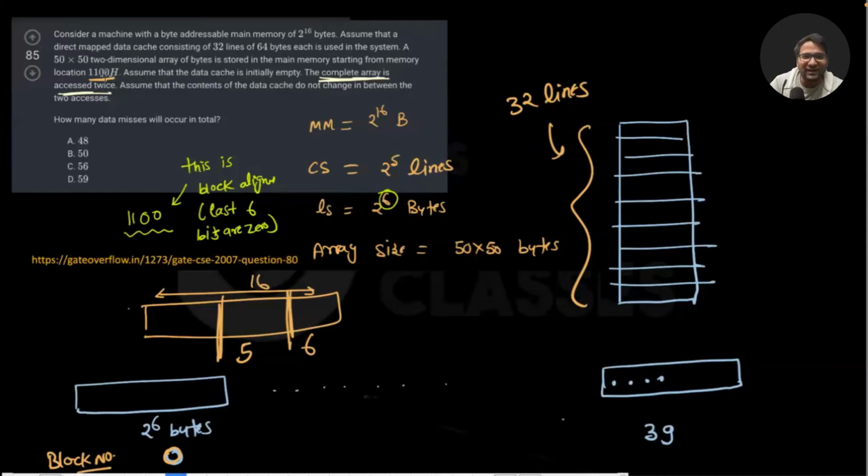If you want, let me write the actual block number. Can you tell me the actual block number? You just see this: 0 1 2 3 4 0, then 0 0 0 1. You keep this 6 aside, then 1 2 3 4. What is this number? 2 power 0, 1 and 2. This is 4. So it will be starting from block number 4, right?